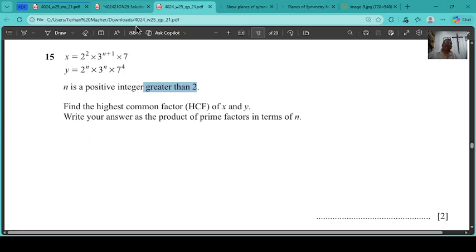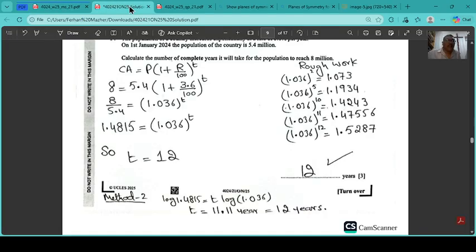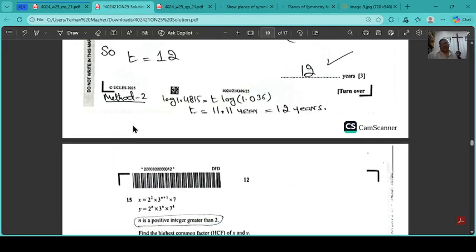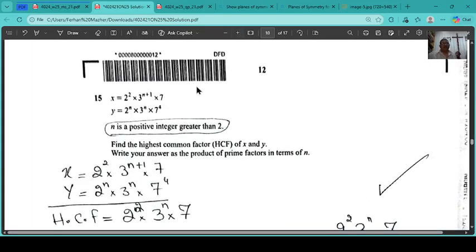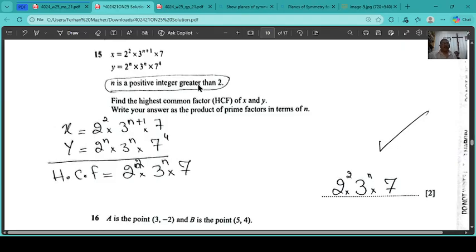If you want to find the HCF, we only take those factors which are common, and if a base is common, then its lowest power is taken in the HCF. Let me show you. We're talking about question number 15. So x is this, y is this.